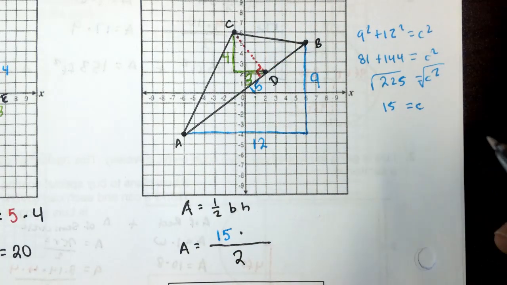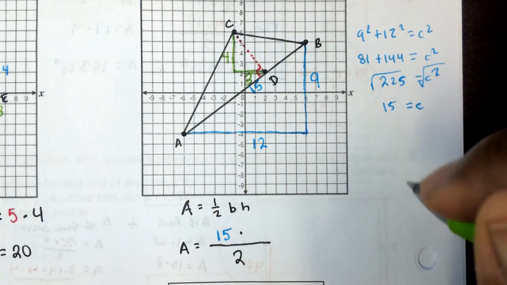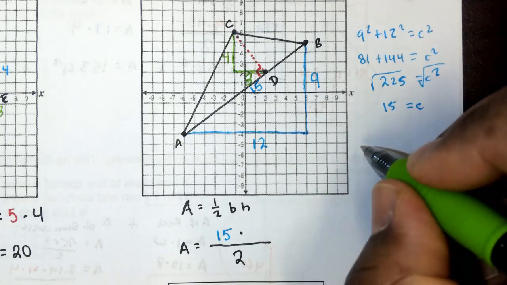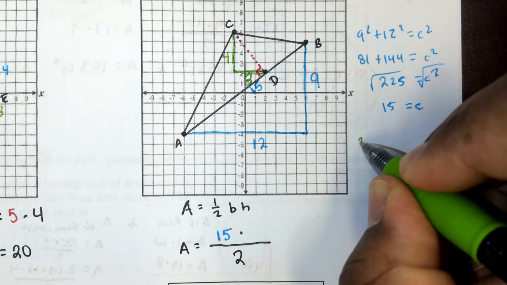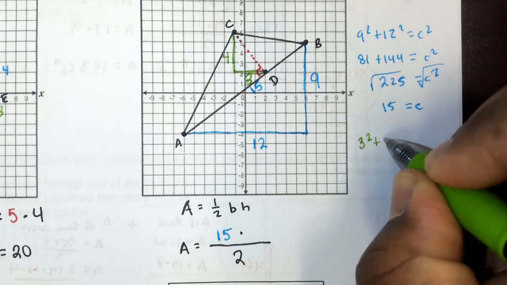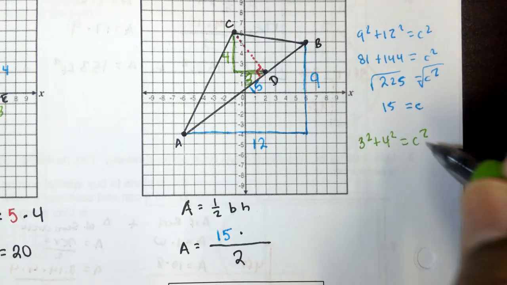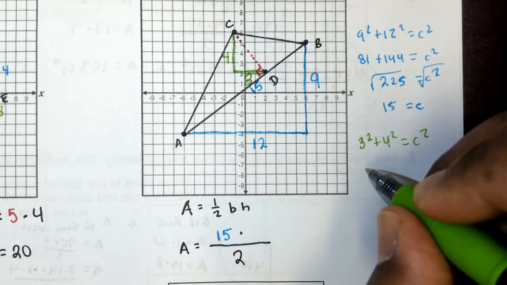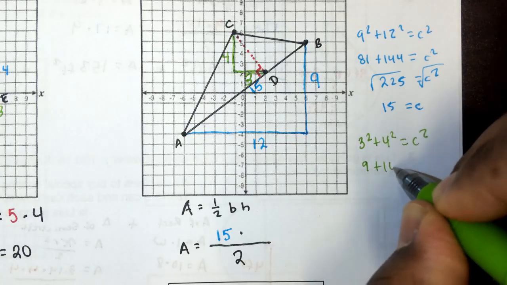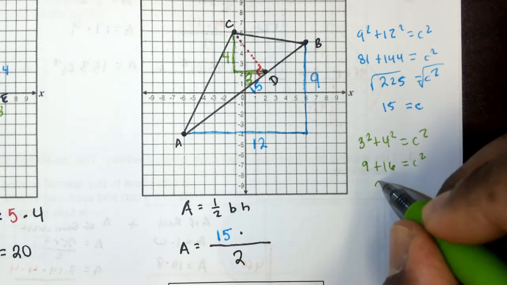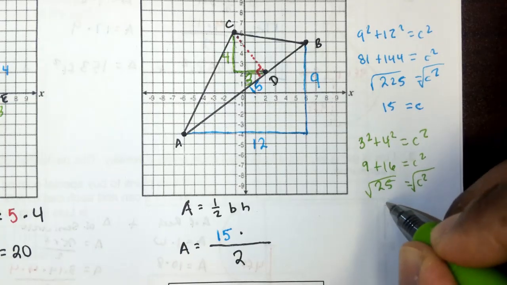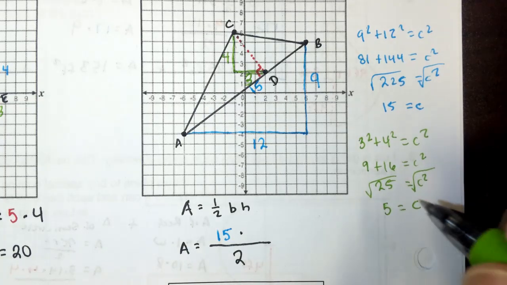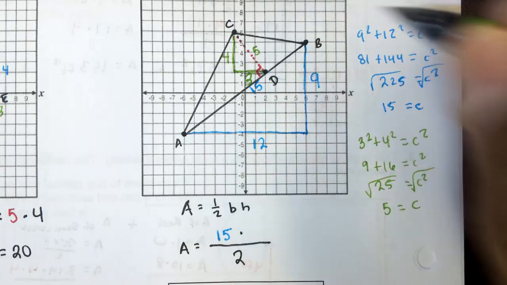Crystalli, what's my answer going to be without even doing the math? You ain't been paying attention, so I know you don't know. 3 squared plus 4 squared equals C squared. We just did it on the last problem, my boy. 9, 16, C squared, 25, C squared, square root. 5 equals C. My height or my altitude would be 5.